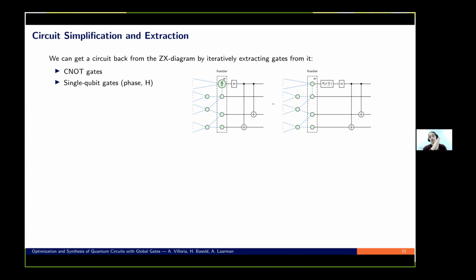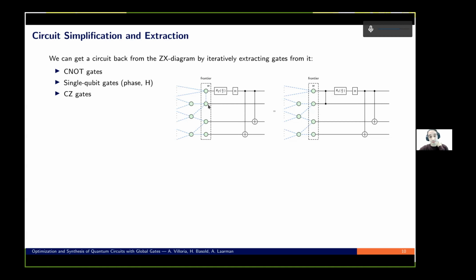And if you have connectivity between frontier vertices, these are extracted as a control Z gate, as we can see here. The W is connected with the vertex below, and we can remove this connection by applying a control Z gate. Now, this is a well-established way of doing circuit extraction on ZX diagrams. And we're going to be changing this in order to extract the gates in a beneficial way for us, to compile them with what we call these global gates.